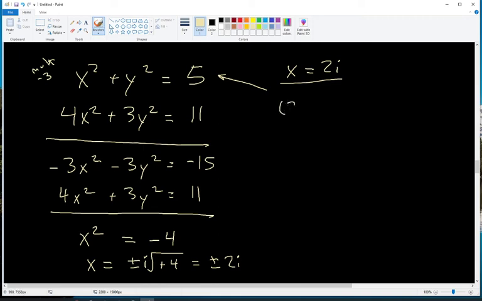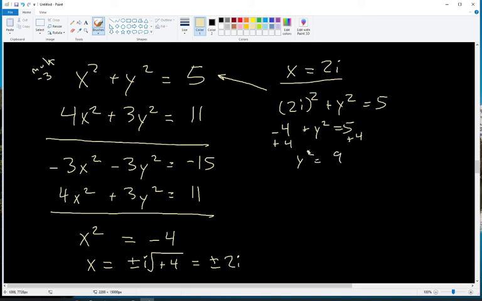So I get 2i squared plus y squared equals 5. 2 squared is 4. If you guys remember, i squared is negative 1, so that's going to become 2i squared is negative 4, plus y squared equals 5, so I can add the 4 across. This will say y squared equals 9.